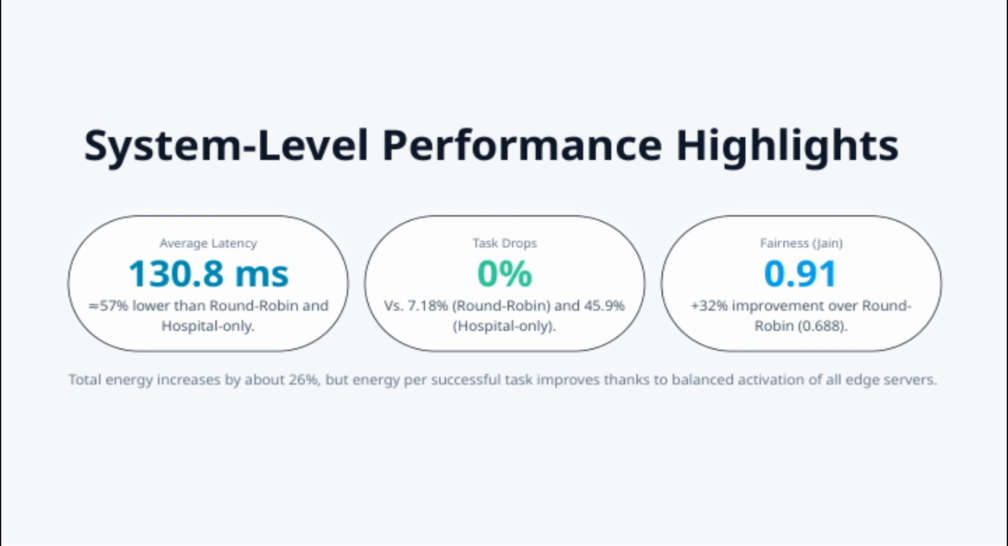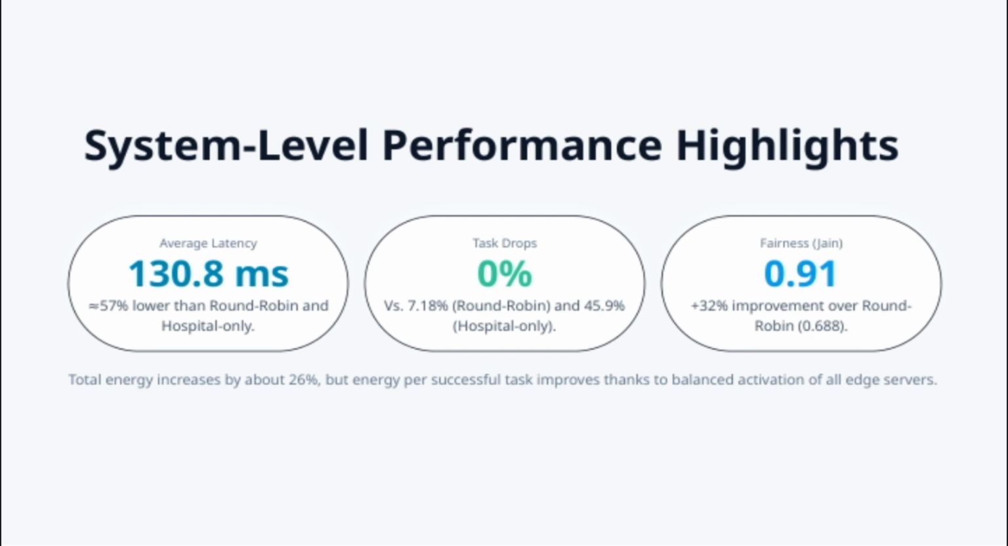Moving on to fairness, measured by Jain's index, our system scores 0.91. This is a notable achievement compared to 7.18% with round-robin and 45.9% with a hospital-only setup. It shows that our approach distributes workload more equitably across servers, ensuring no single server becomes overburdened.